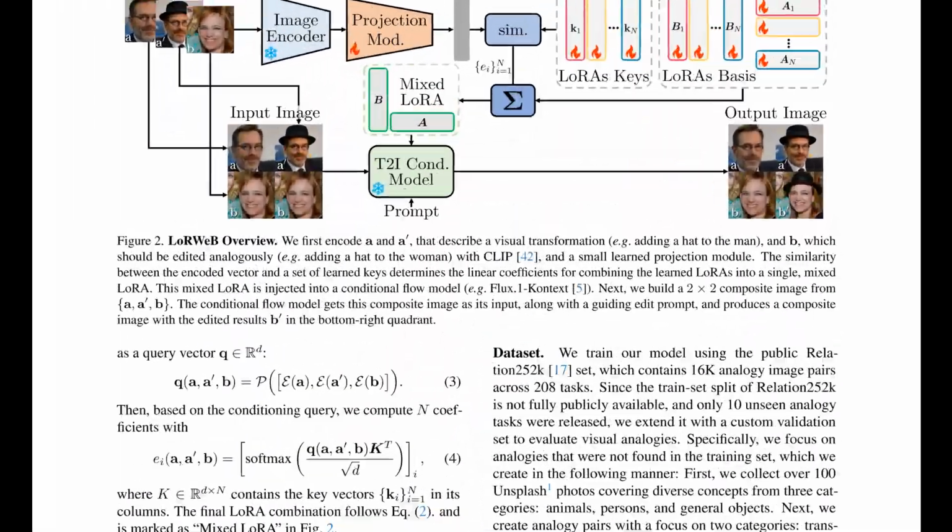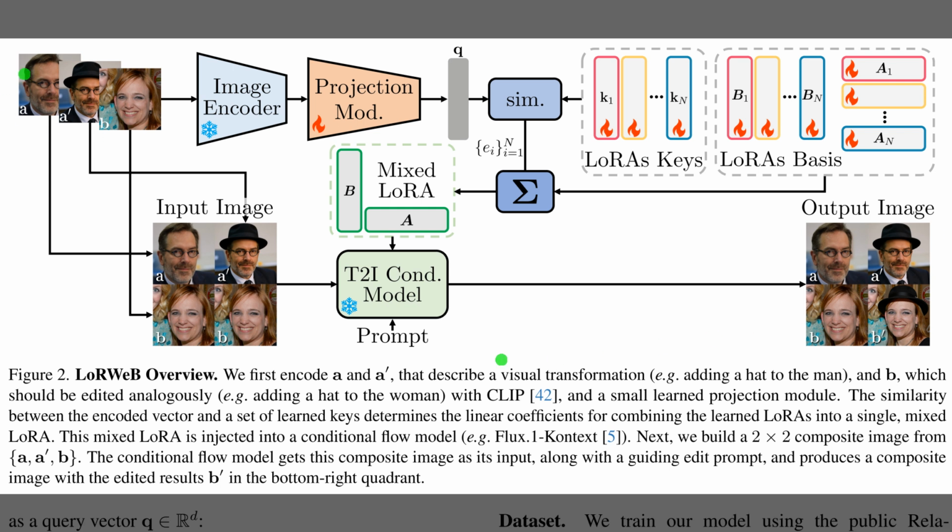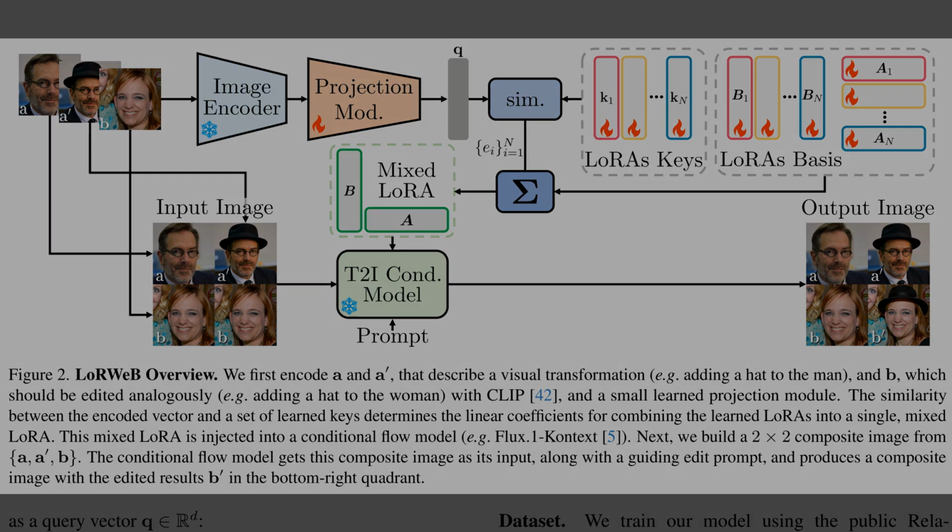Figure 2 details the architecture. To the left, the input triplet, images A, A prime, and B, feeds into a frozen encoder and a projection module to form a query vector. In the top right, the system maintains a basis of low-rank adaptation modules paired with learnable keys, which act as fundamental building blocks for transformations. The model compares the query against these keys to calculate weighting coefficients, which determine how to blend these blocks into the single mixed low-rank adaptation seen in the center. This dynamic adapter is then injected into the generation model at the bottom to synthesize the final output.